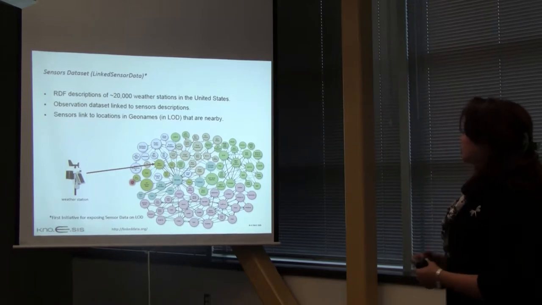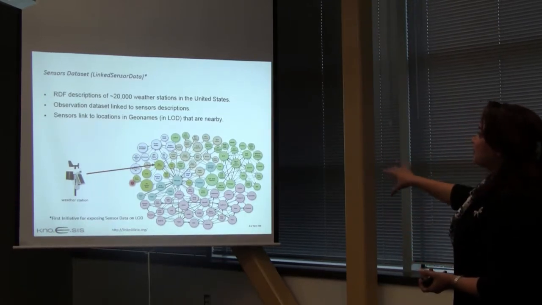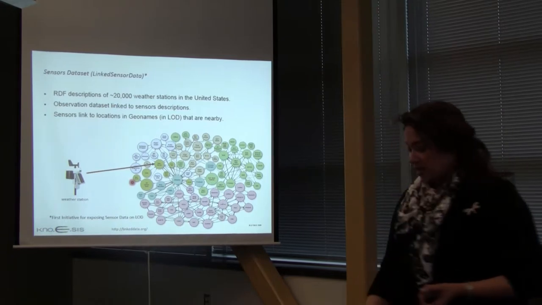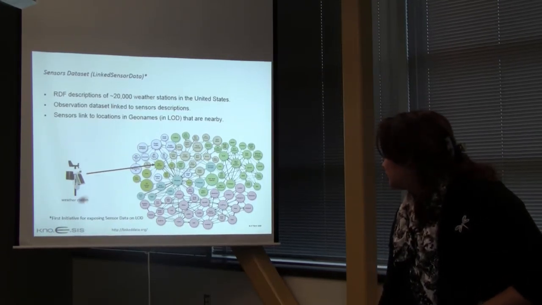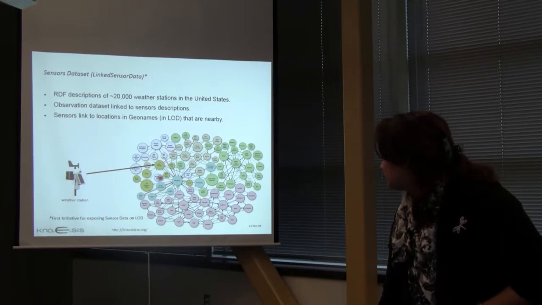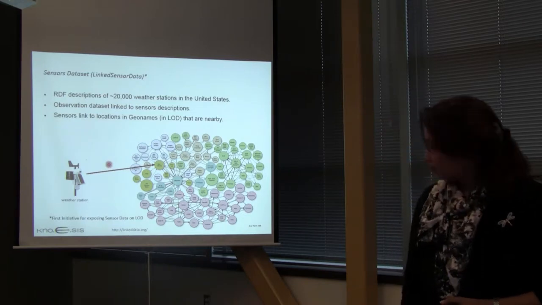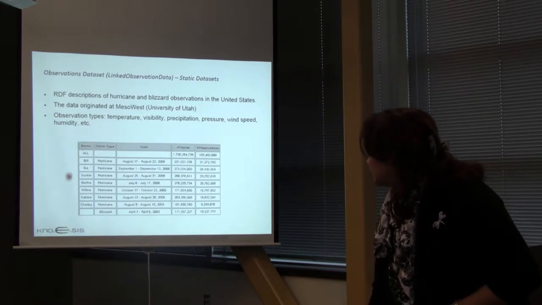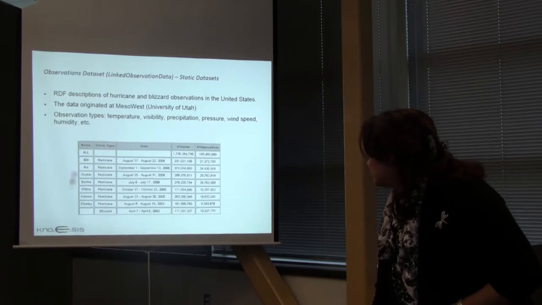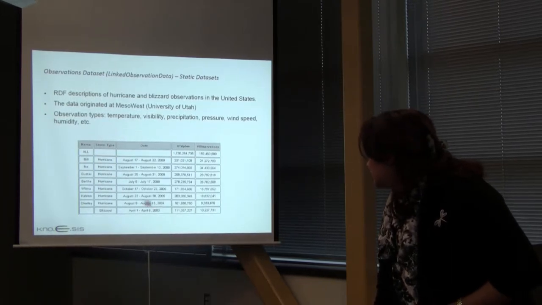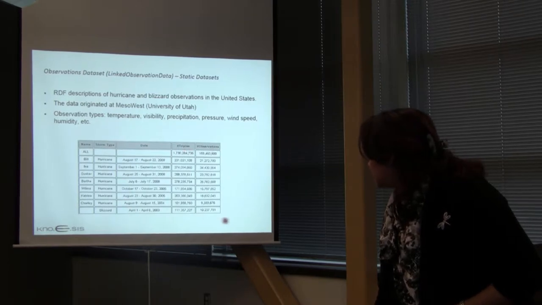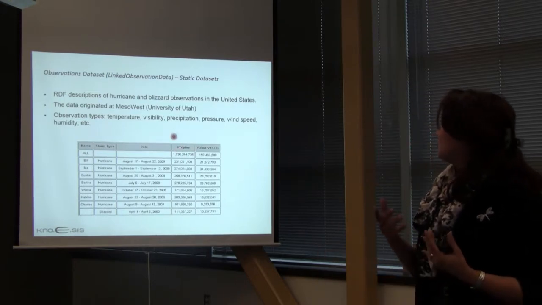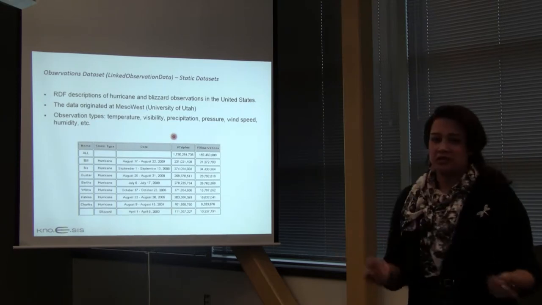Sensors database, sensors data set. This is the RDF description of approximately 20,000 weather stations in the United States. And here you can see this sensor weather station is linking to GeoNames. And here also is a different type of description, an RDF description of hurricane and blizzard observation. You can see here the name of the event, the type of the event, the range of the data, the number of triples, and the number of observations, which is always less than the number of triples. So observation type can be temperature, pressure, wind speed, humidity, and so on.